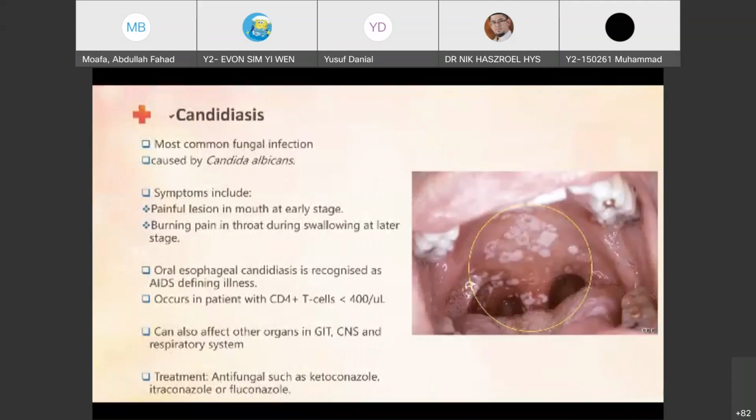The most common fungal infection is candidiasis, which is caused by Candida albicans. In the early stages of the progression to AIDS, the patient may complain of painful lesions in the mouth. Subsequently, the symptoms become worse with burning pain in the throat during swallowing. By this stage, the patient is likely to have oropharyngeal candidiasis, and esophageal candidiasis can be recognized as an AIDS-defining illness. At this stage, the CD4 plus T lymphocyte count would be below 400 cells per cubic millimeter, and candidal infection can also affect other organs like the gut, liver, central nervous system, and the respiratory system. For the treatment, we can use antifungals such as ketoconazole, itraconazole, or fluconazole.